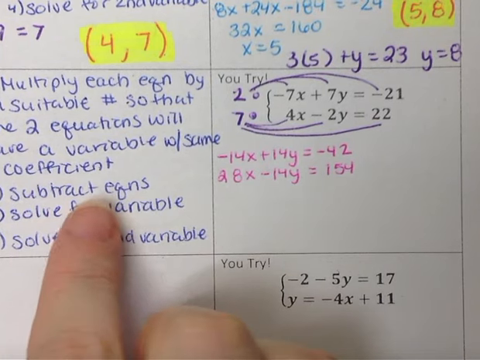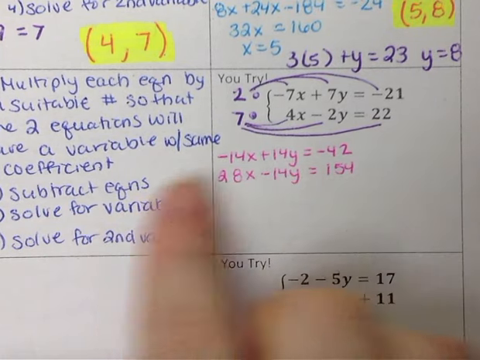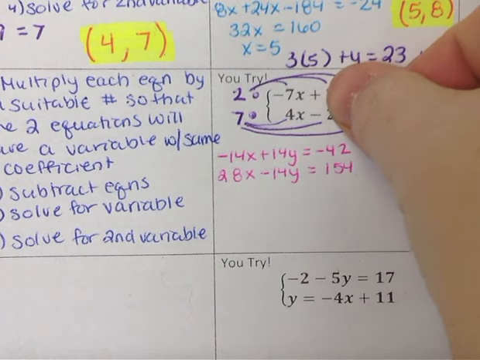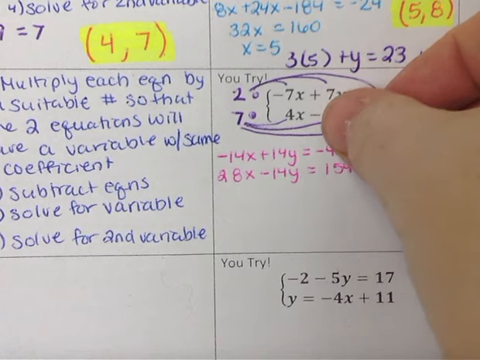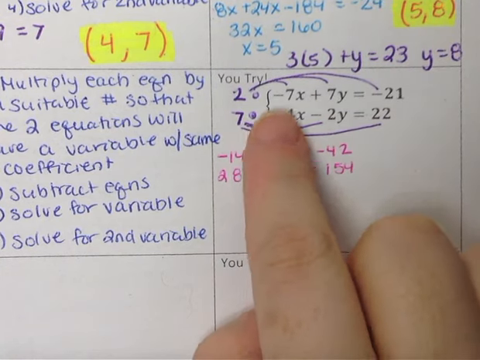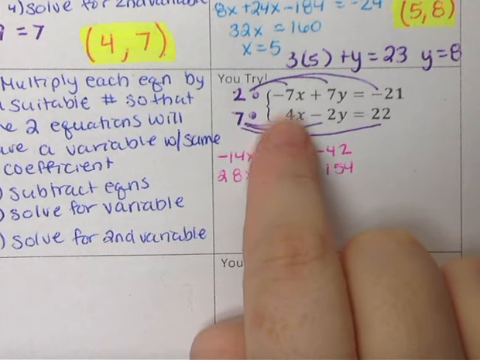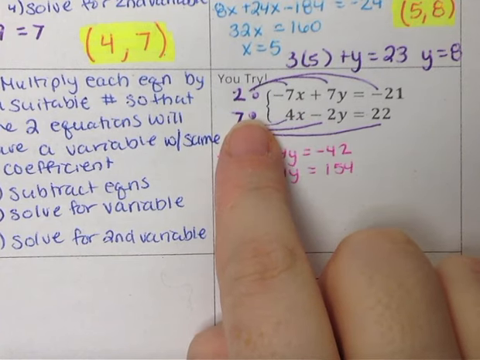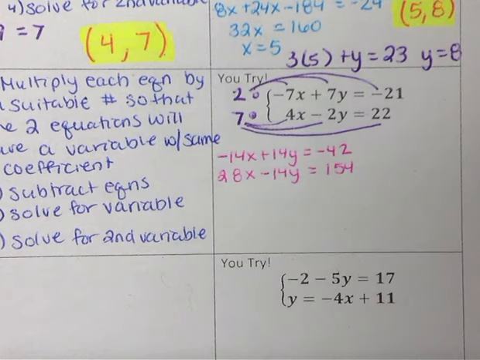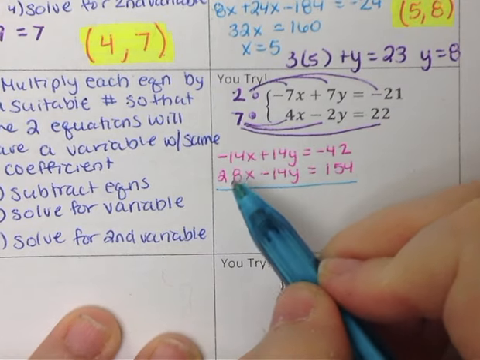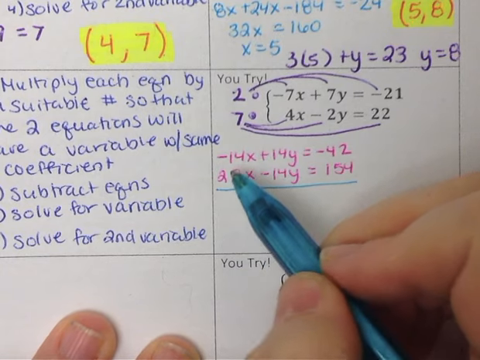Now we're going to subtract the equations, and like I said, we're just going to combine them as they are. The main reason is because one of the coefficients was already positive and one was negative. I could have done the same thing to eliminate the x's. I would have multiplied the top one by the 4 and the bottom one by the 7. So let's combine these as they are. I have a negative 14x and a positive 28x, so I'm just going to combine those as they are.